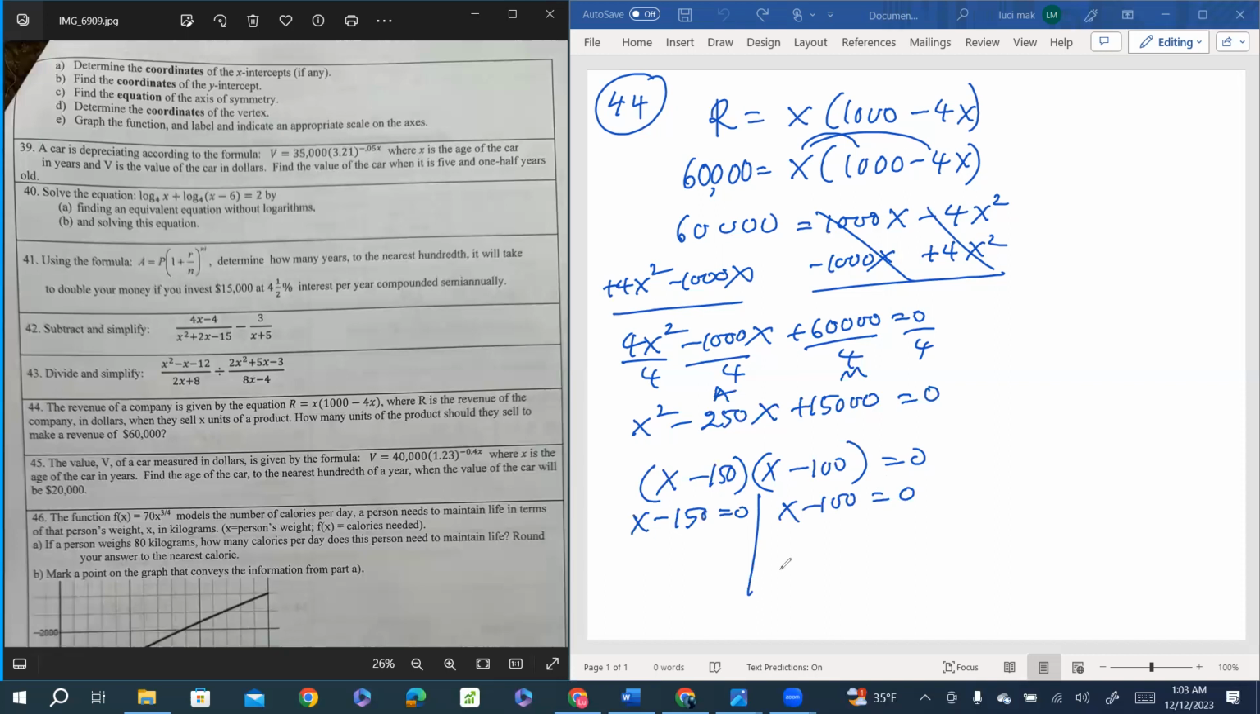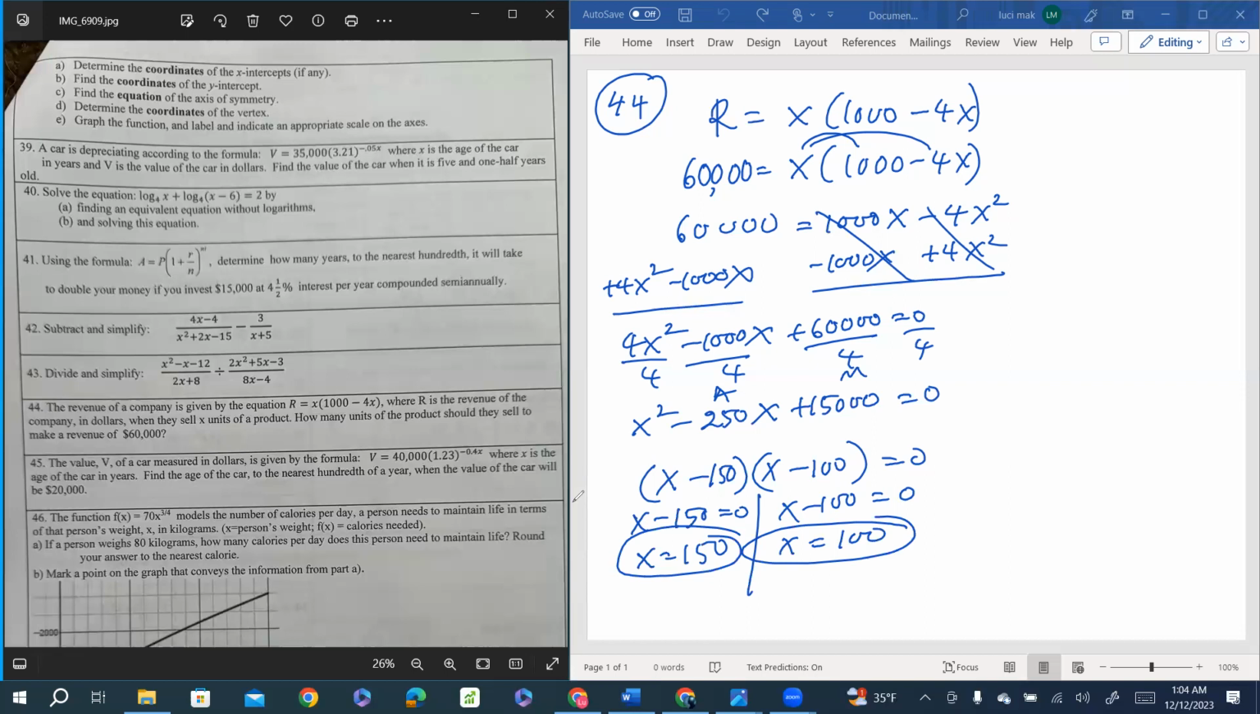Did I do it right? I think one of them has to be rejected, so let me just make sure. When we bring that to the other side, 4x squared minus 1000x plus 60,000. That seems to be right. So x is 150 or x is 100 are the two answers. Either we produce 100 units or 150 units, and we should get the same 60,000 revenue.